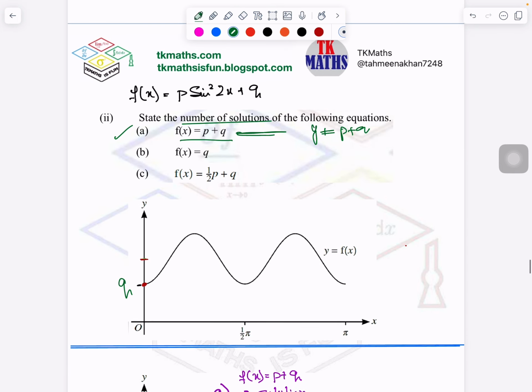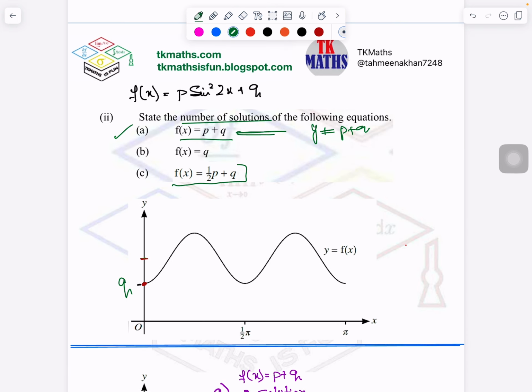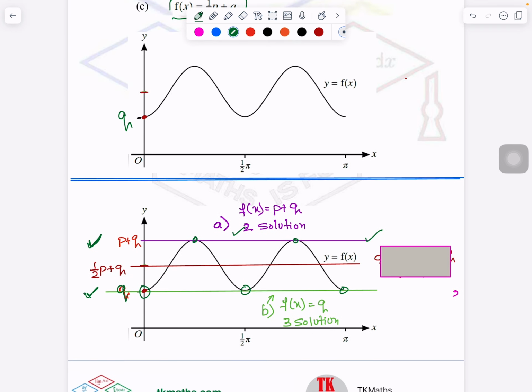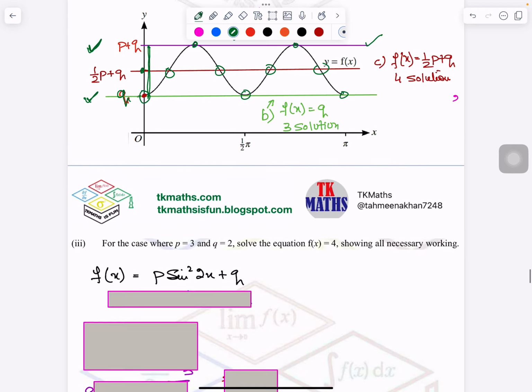Now part 3, which is half p plus q. Now this is confusing. Now q is still here and this was p, right? Amplitude. So half of p will be half of this. So it will be somewhere here. So half p plus q, the line will be here. At how many points is it intersecting the curve? 1, 2, 3, 4. So you will have 4 solutions, right?